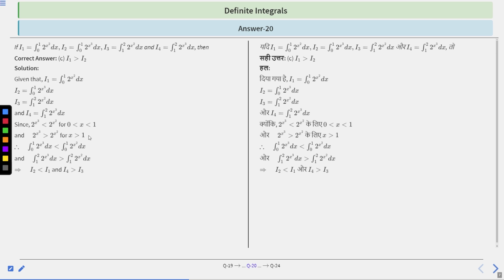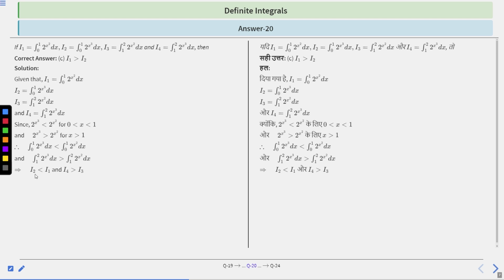And if x is greater than 1, then x cube is greater than x square, so 2 to the power x cube is greater than 2 to the power x square. Therefore, if the interval is from 0 to 1, then the integral of 2 to the power x cube dx will be less than the integral of 2 to the power x square dx, right? And when the interval is from 1 to 2, that is x is greater than 1, then the integral from 1 to 2 of 2 to the power x cube dx is greater than the integral from 1 to 2 of 2 to the power x square dx, right?